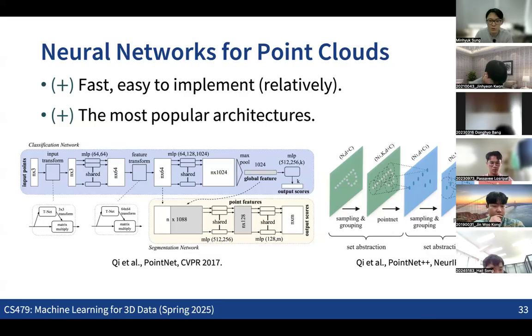But also, what would be the downsides, the disadvantages of having the point cloud representation compared to the other representations? Any thoughts on this? So this is the next question. What would be the downsides of the point cloud for many other applications?